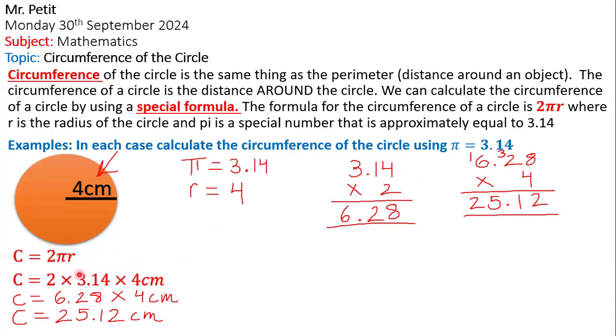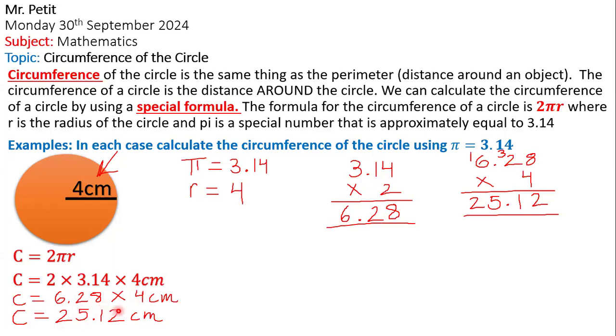So we have 2 times 3.14. And what is 2 times 3.14? That's going to be 6.28. All we did is we multiplied 2 times 3.14, and we got 6.28. That's how we got 6.28. And then, remember, we didn't multiply the 4 yet. So we have 6.28 multiplied by 4. And that's going to be what? 25.12.